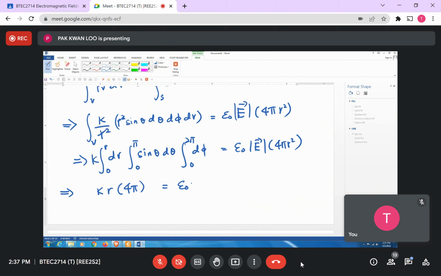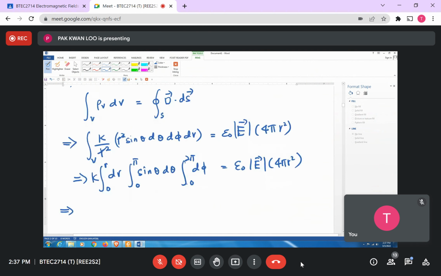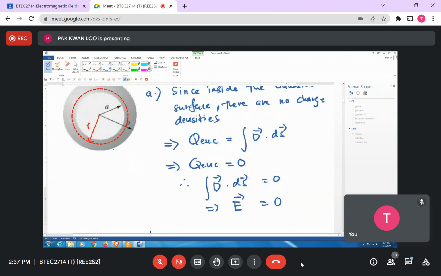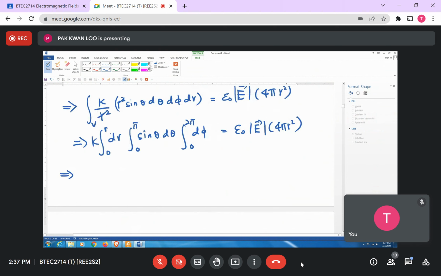Okay, wait, sorry, I missed something here. So bear in mind, I cannot evaluate directly in this way, right? Because the charge density that we enclose here, there's no charge density from 0 to A. So basically, the evaluation is from A to R.